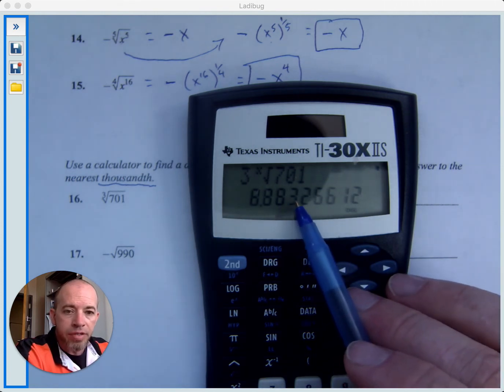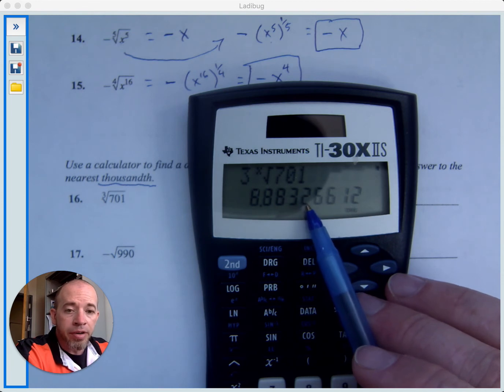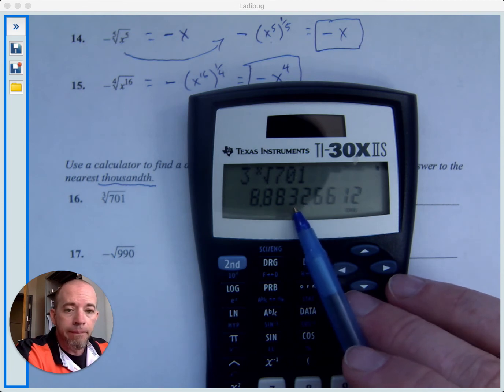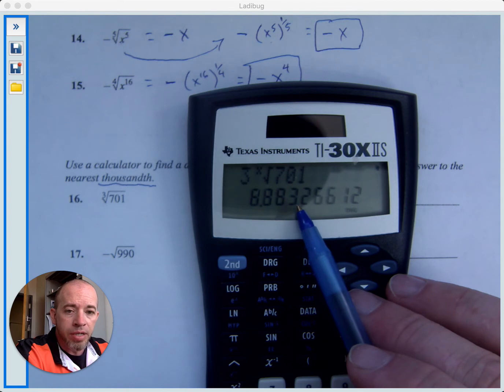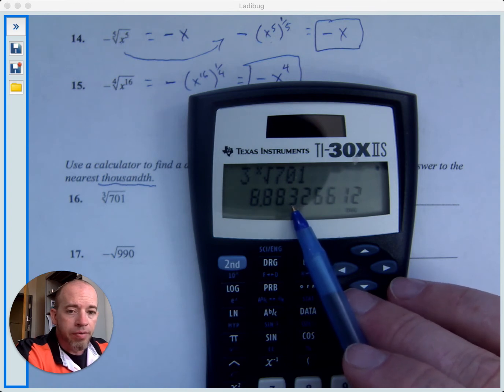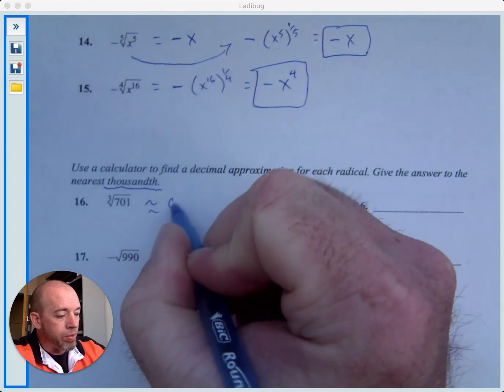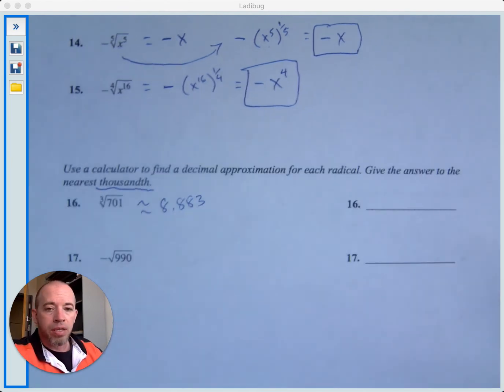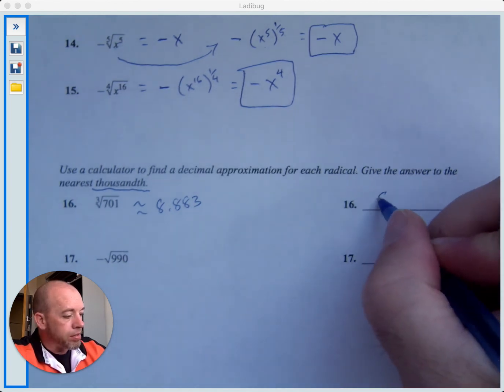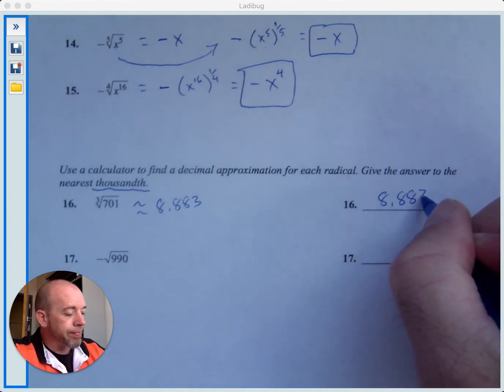We look after it. If that's 5 or greater, we would round this up. If it's 4 or less, we're going to leave that a 3. So we have 8.883 to the nearest thousandth. So it's approximately 8.883. And so to the nearest thousandth, our answer is 8.883.